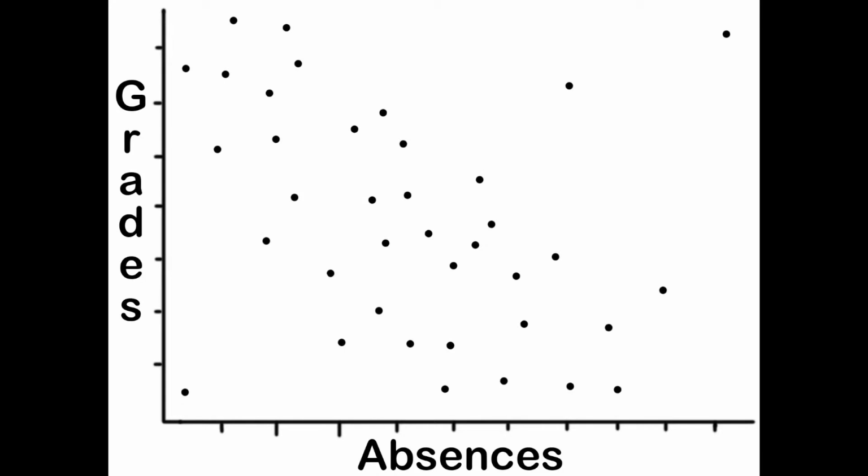Direction is what way the graph is pointing. In the first two graphs, they are both going up, so they have a positive direction. Another study was done looking at the amount of absences a student has in their grade. They found a negative correlation proving that students who attend school get better grades.